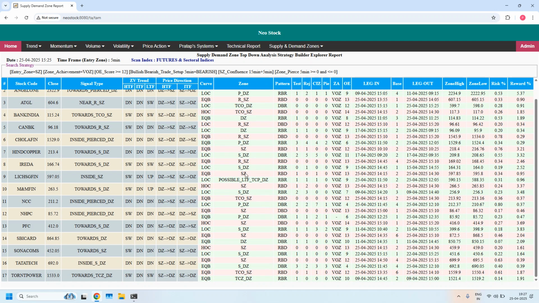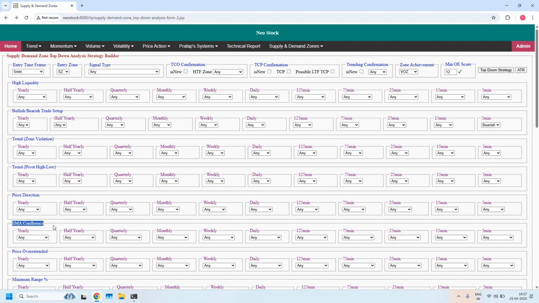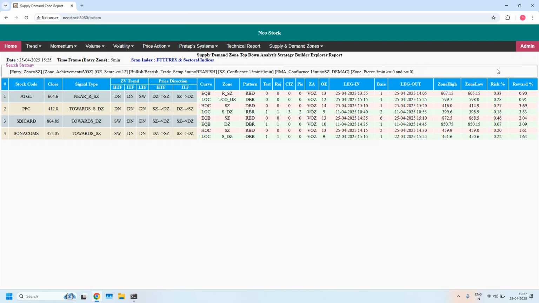All 5 minute supply zones overlapped with 15 minute supply zones, and the 15 minute trend is down in all the stocks. So let's verify if any of the 15 minute supply zones have daily EMA confluence. In that case, the overlapped 5 minute supply zones might have a higher probability of success. So I'm going back to the EMA confluence at 15 minutes time frame. I'm checking whether the 15 minute supply zone has daily EMA confluence. Oh, 4 stocks are filtered. So these 4 5 minute supply zones might have a higher probability of success compared to the others.